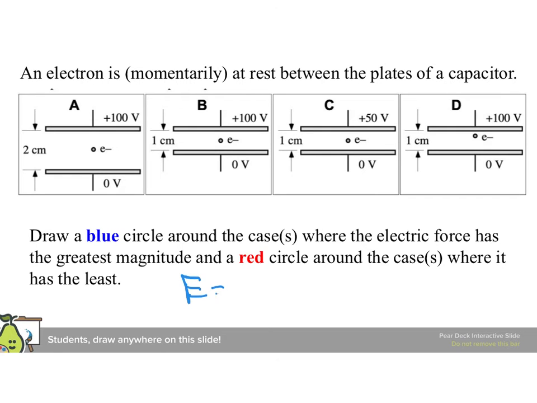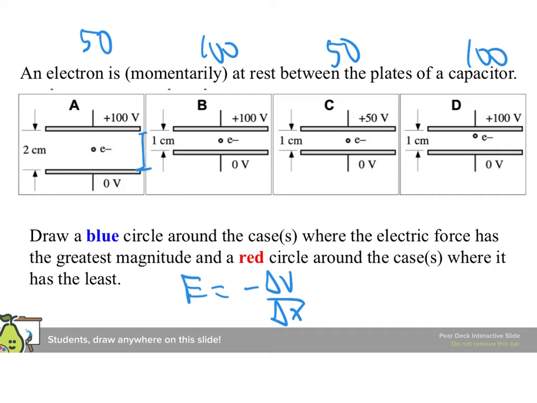And the electric field, remember, is minus the change in voltage over the change in distance. Strictly, really, it's the slope, so dV dx. And if we look at this, we have 100 volts over 2 centimeters. That's 50 volts per centimeter. Here we have 100 volts per centimeter. This is also 50 volts per centimeter. And this is 100 volts per centimeter. So these are the greatest. And these happen to equally be the least.